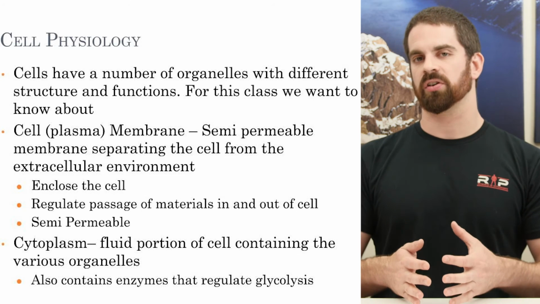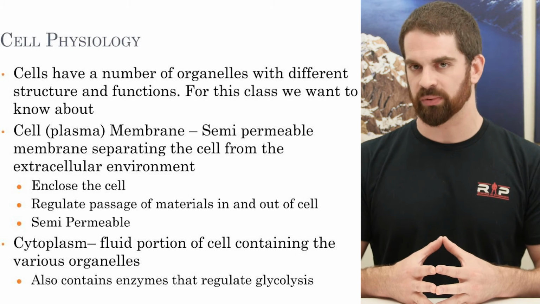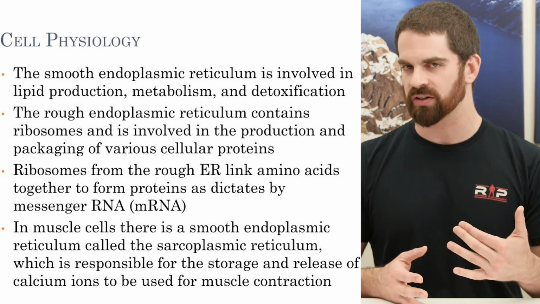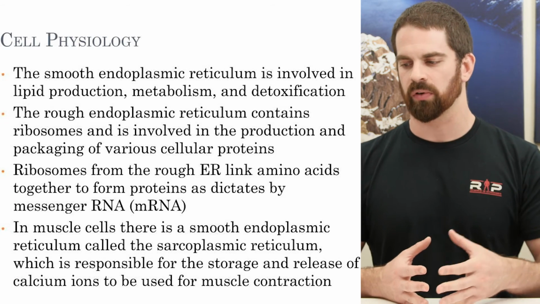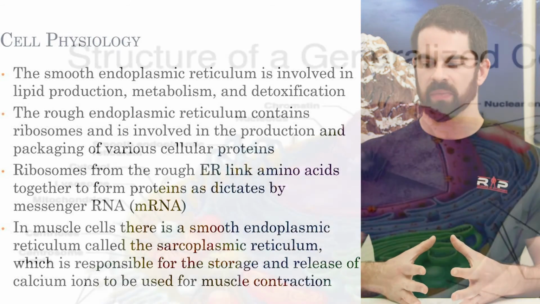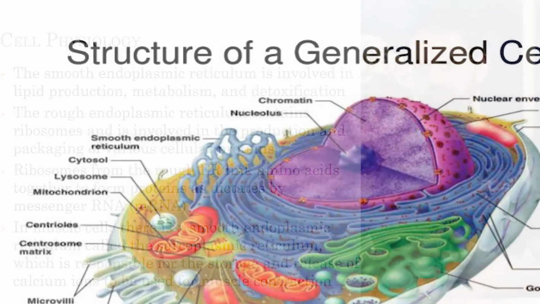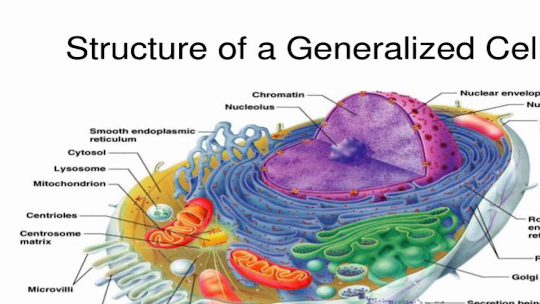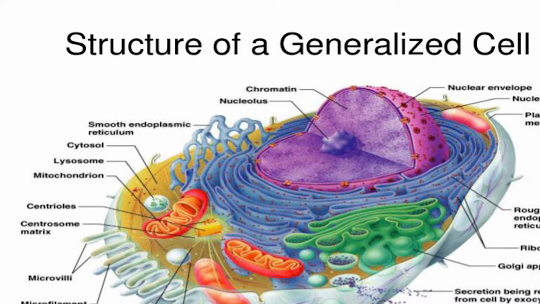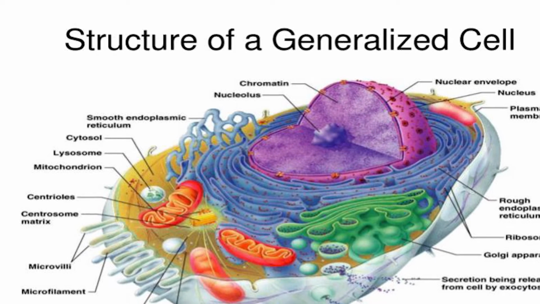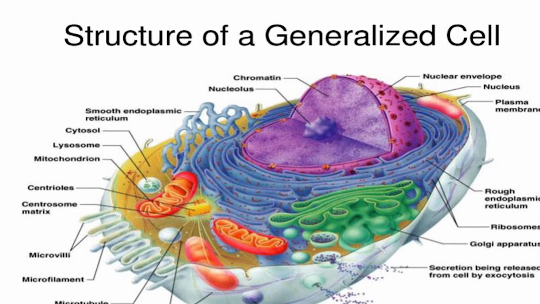We have a couple other things that are noteworthy. First, we have the smooth endoplasmic reticulum, and if you want to go back and take a look at the picture again, that might be helpful. The smooth endoplasmic reticulum is a part of the cell that is involved in lipid production and metabolism and can help clean some of the waste out of the cell and keep it from getting too toxic. Not as important for our discussion.